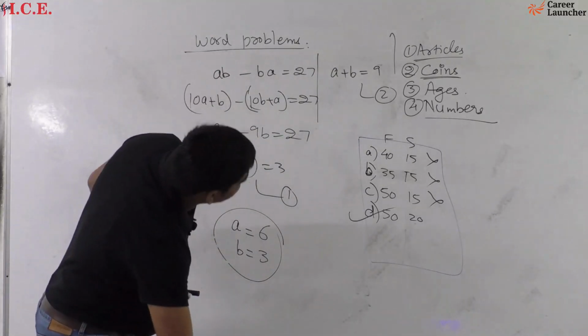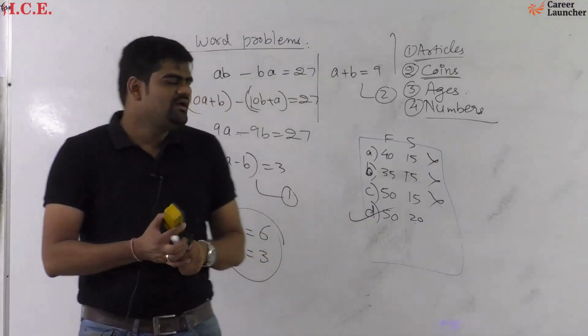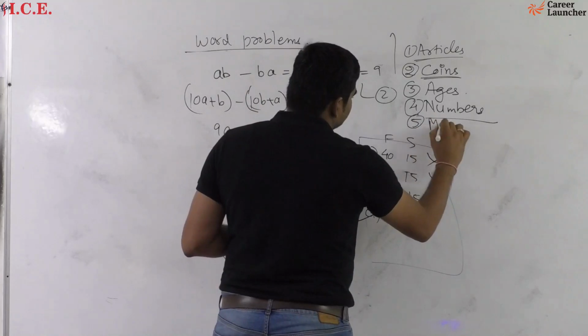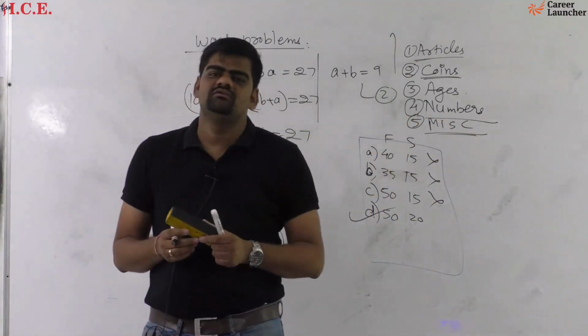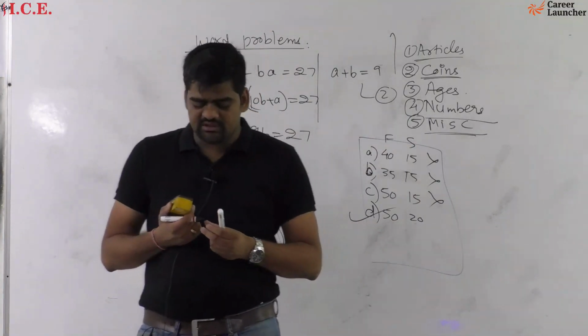So these are the four types of questions that can typically be asked, and the fifth is a miscellaneous type, which does not have any particular form. Quickly take this also.